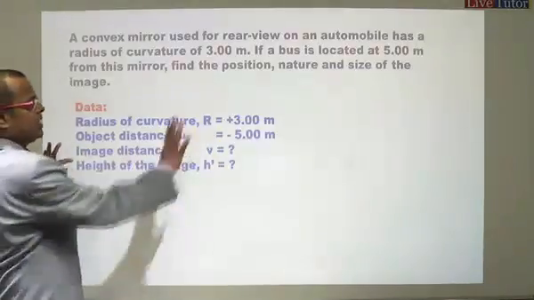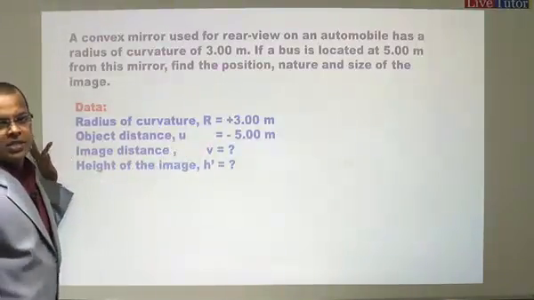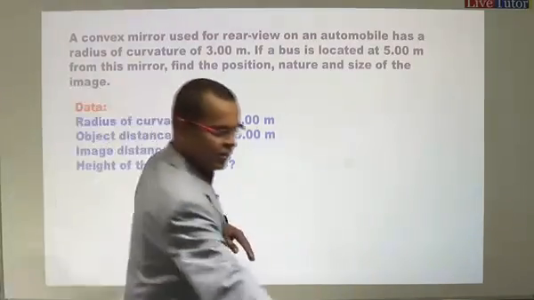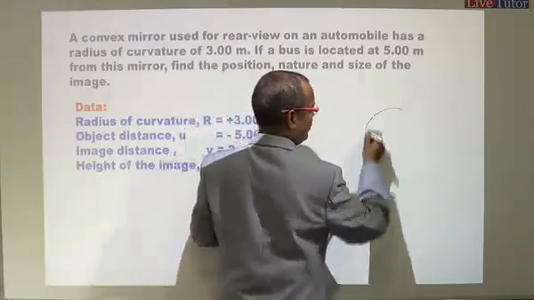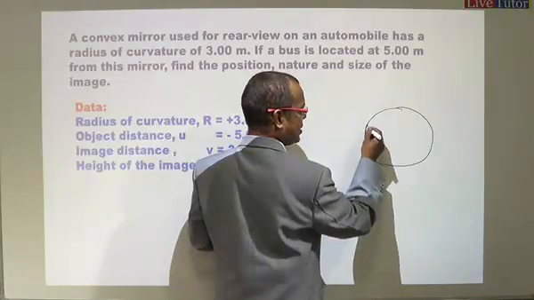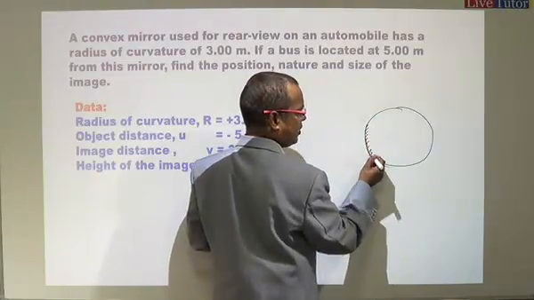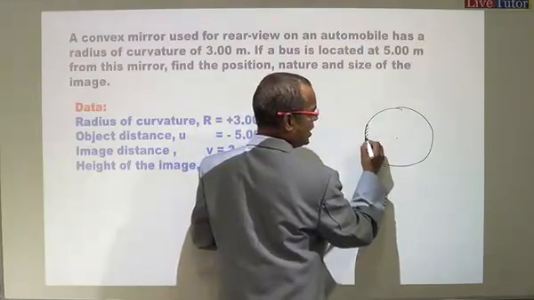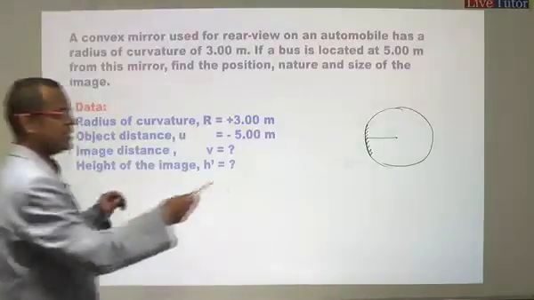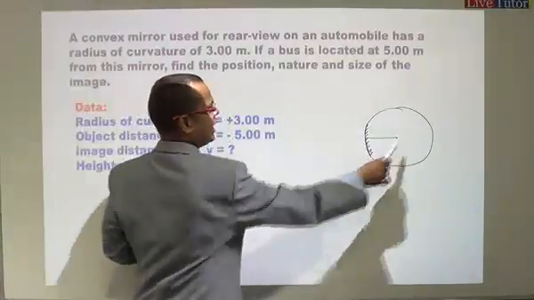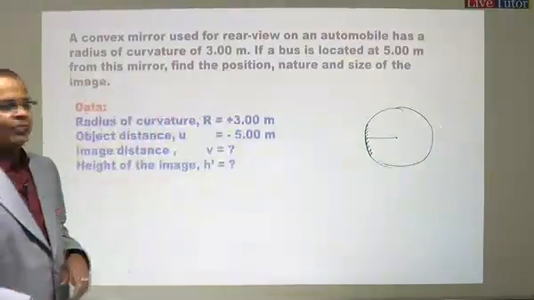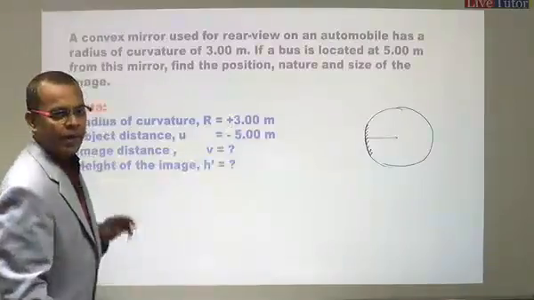What is the radius of curvature? It is clearly given: 3 meters. Since it is a convex mirror, if you take a part of this spherical surface, the shining part is here and the shaded part is behind that. When measuring the radius of curvature, we take it behind the mirror for a convex mirror. Since it is on the right side of the mirror, it should always be taken as positive.